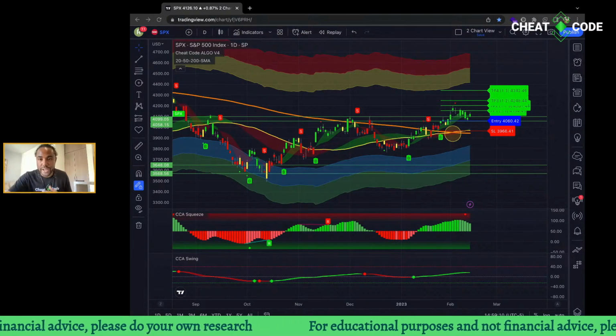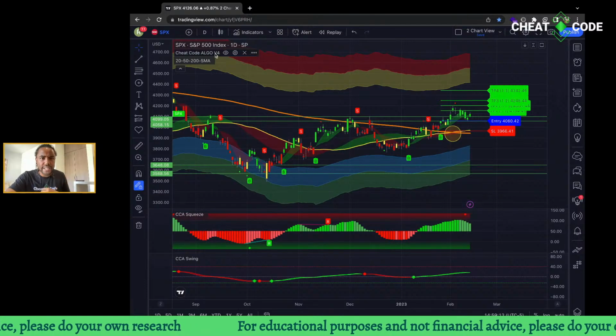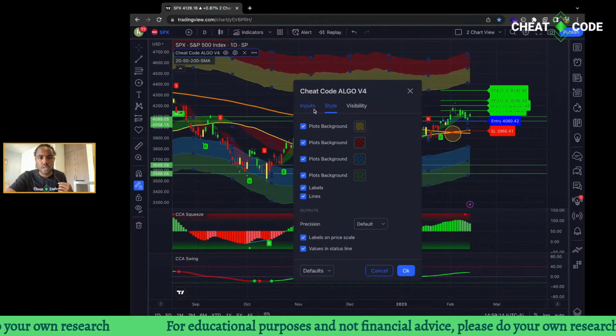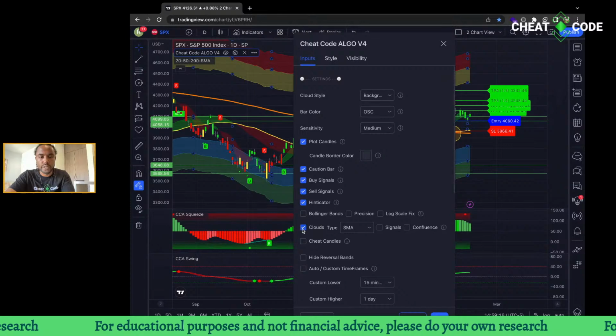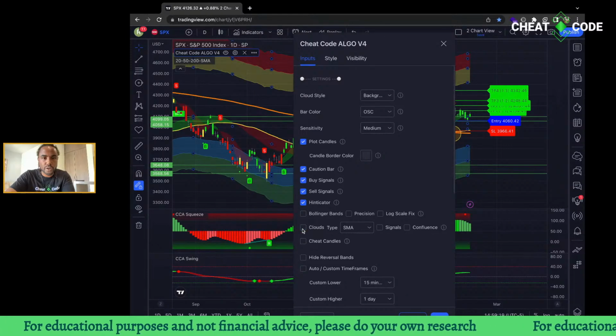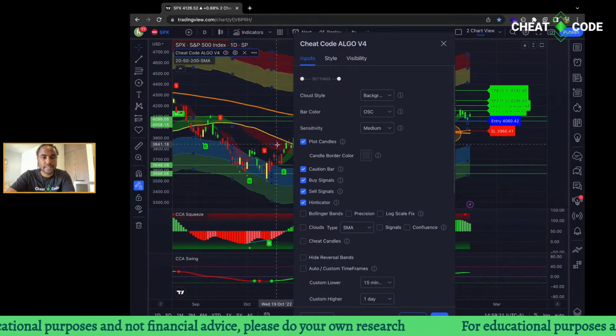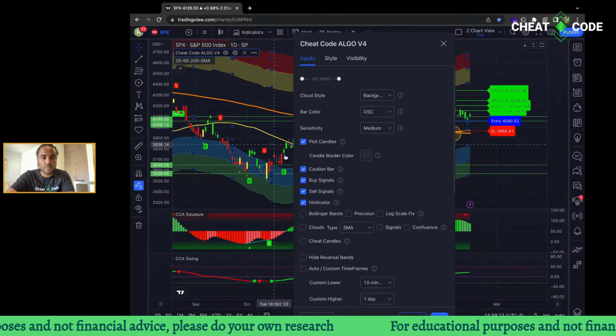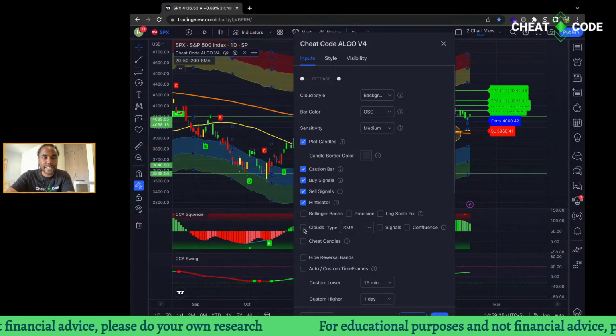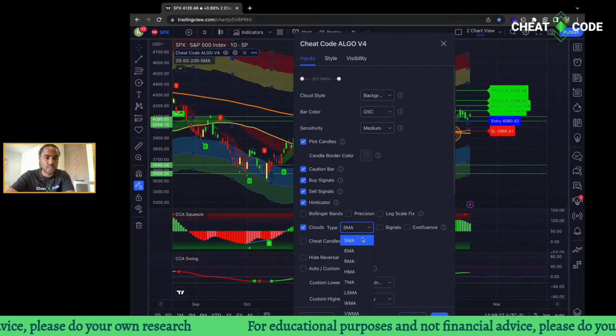How are you turning on your averages? Right here. You actually have them in the cheat code. If you go onto clouds, that's going to be your moving averages, and it's these clouds right here. They're off right there, but when you come into the settings, turn on the clouds. I have mine on simple moving averages.